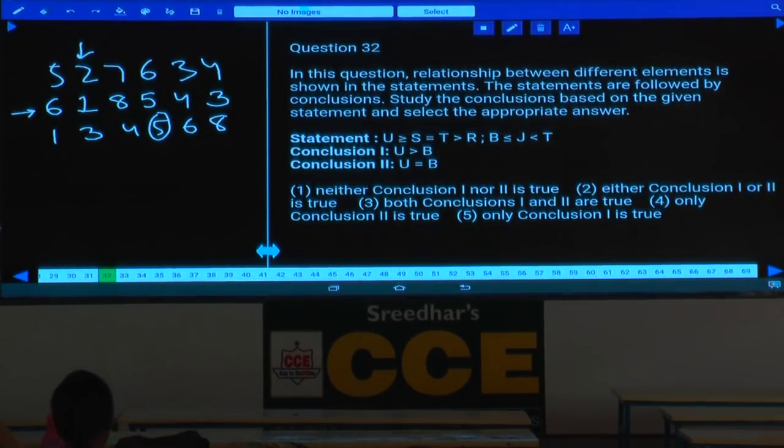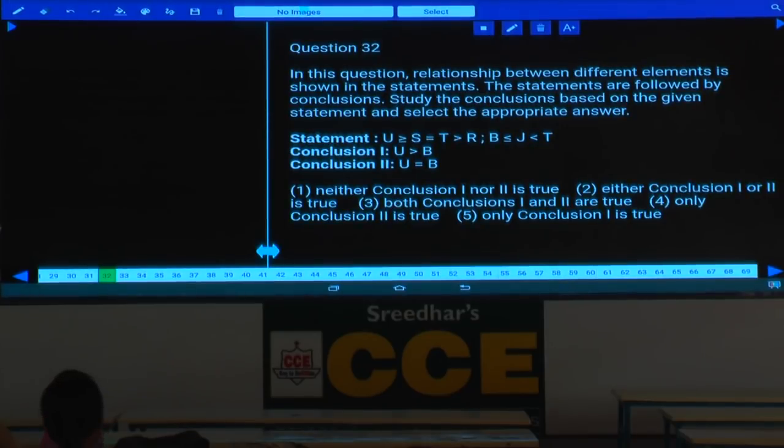And 32 to 36. Now, these questions are based on coded inequalities, 32 to 36. Then question number 32. Now, if you observe here, both the conclusions are in between U and B only. As these two conclusions are in between U and B, first find out the relation between them. Now, tell me, U is here and B is here. What is the letter which is common between these two? T is common.